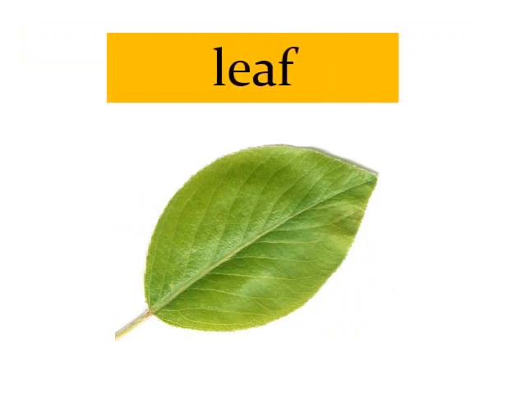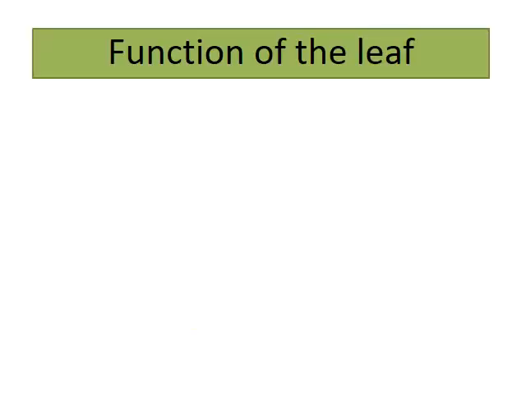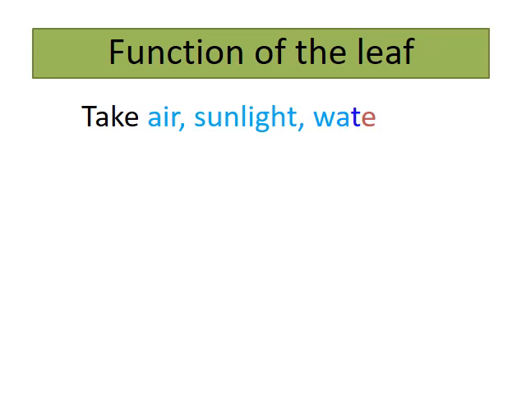As for the leaf, the factory of the plant, I love to call it this way. It's the factory of the plant, because it is where the most important process that helps the plant to survive takes place. So the function of the leaf is, of course, it takes air, sunlight, water, and nutrients to make food through photosynthesis, the famous photosynthesis process.